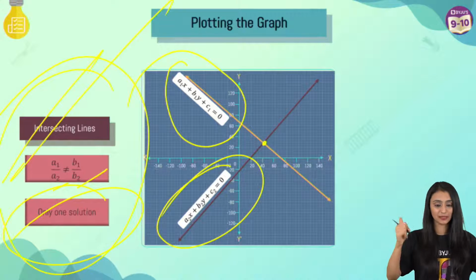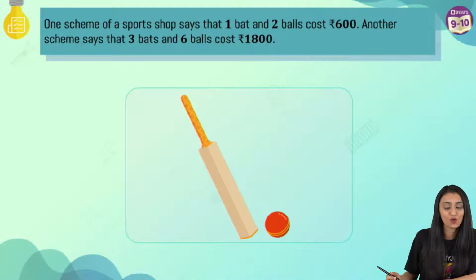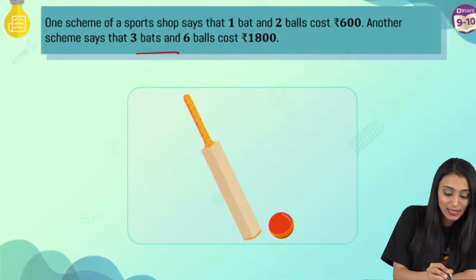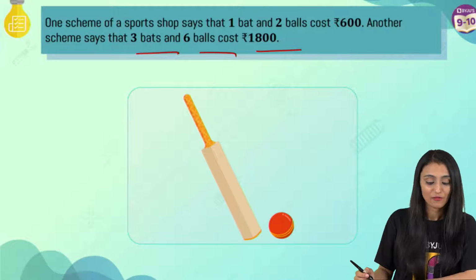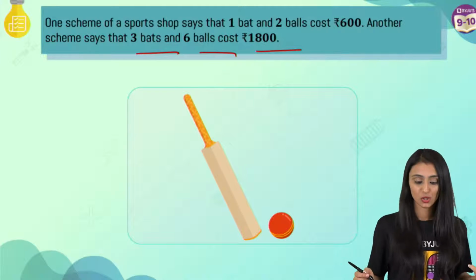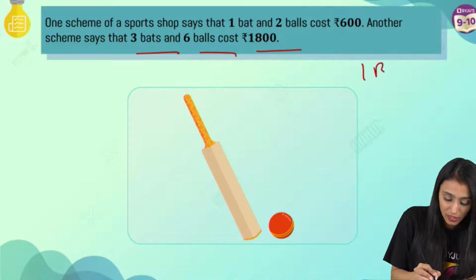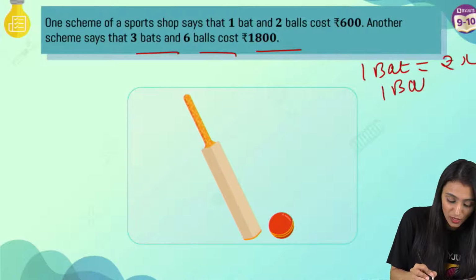Alright, let's try out a question now. One scheme of a sports shop says that one bat and two balls cost rupees 600. Another scheme says that 3 bats and 6 balls cost rupees 1800. Now, first of all, frame equations. Let's suppose that the cost of one bat is rupees x and the cost of one ball is rupees y.